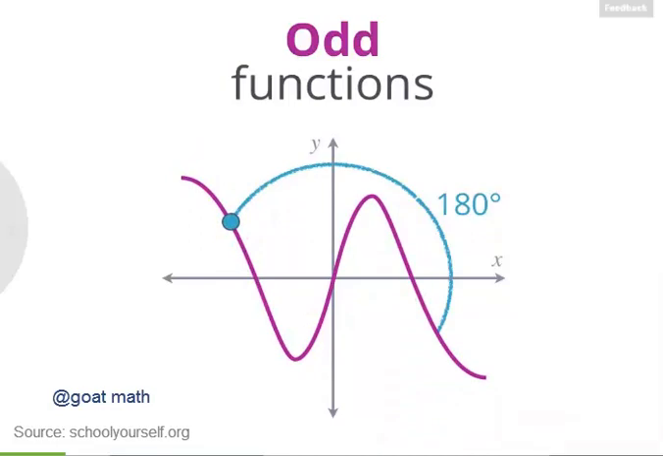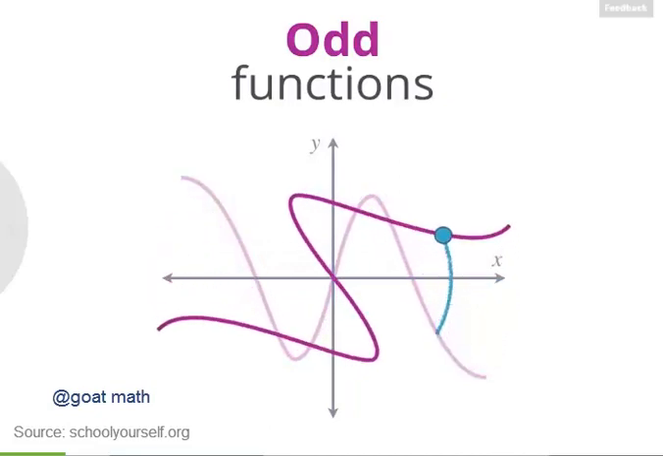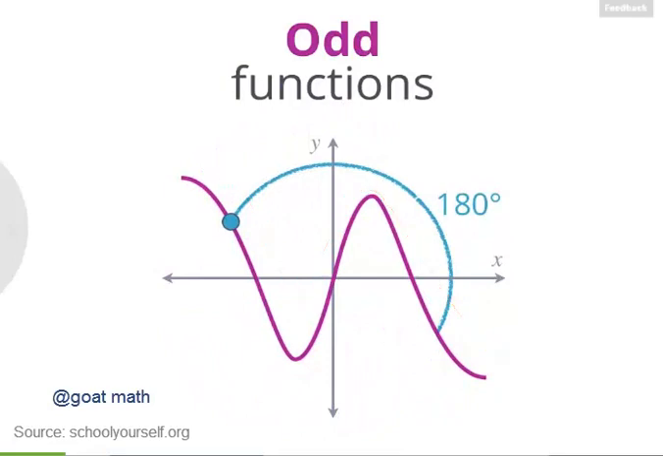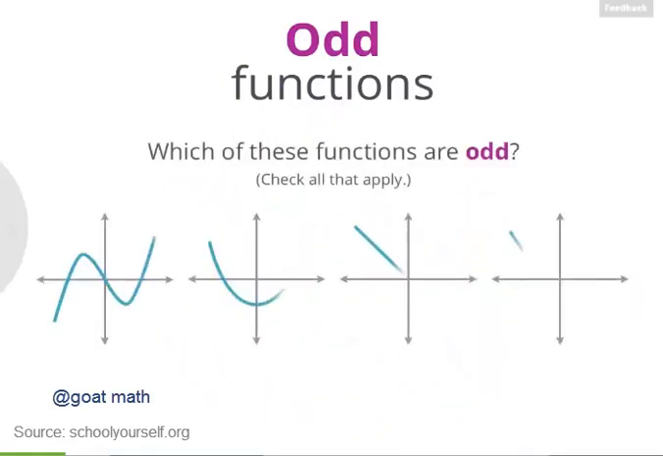Let's see that one more time. Notice the shape of the original function. When we rotate it 180 degrees around the origin, we get exactly the same shape again. That means this function is an odd function. Now, which of these other functions would you say are odd functions?